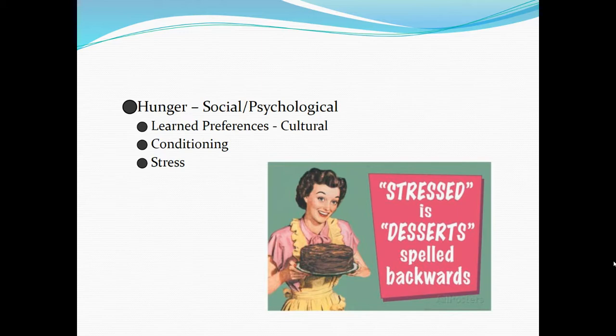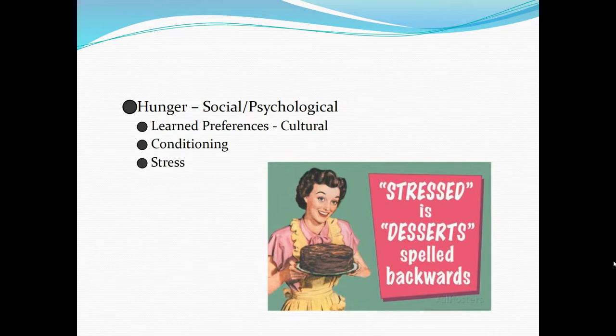However, sometimes we eat even when we're not hungry. These are the social and psychological motives of hunger. Sometimes we learn what we like, and that's often a cultural thing. In our country, we wouldn't like something like Vegemite. If you don't know what that is, look it up. It's really popular in Australia, and yet in Australia, they would never eat peanut butter. Why? Because these are cultural preferences that are built in.